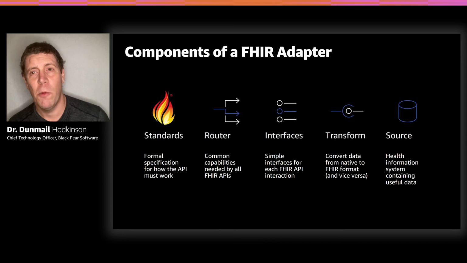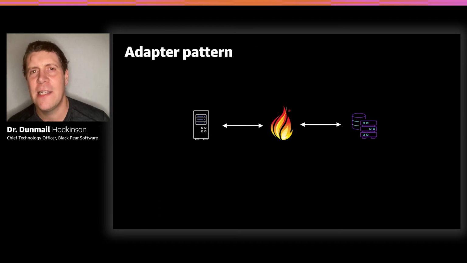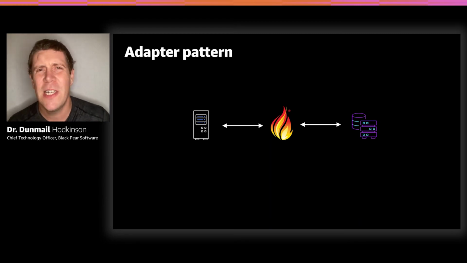So the key question if we want to build an adapter is, what do we actually have to do? The HL7 FHIR APIs are designed and built on internet standards. They're built on HTTP and REST. But it can still be intimidating and quite time consuming to implement the service from scratch. But what are the components you'd have to implement?